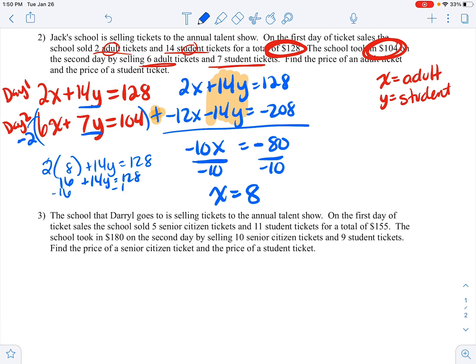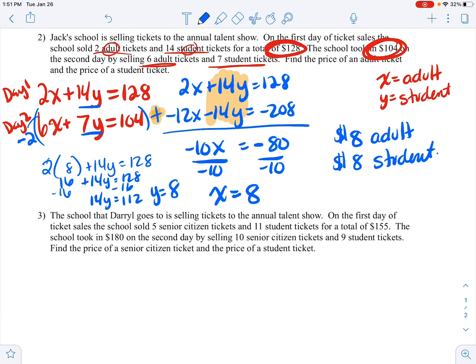Subtract 16 to both sides, which gives you 112. Then we're going to divide each side. I'm not going to show that step because I don't want to write on my other words, and you get 8. What does this mean? This means that adult tickets are $8 and student tickets are $8.